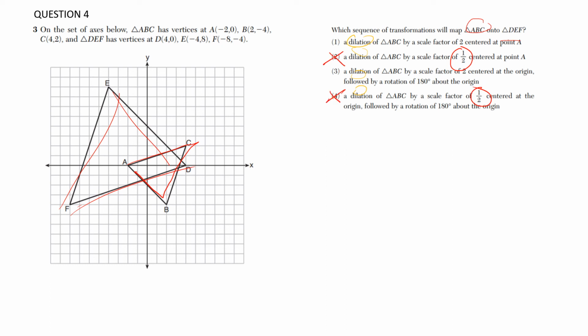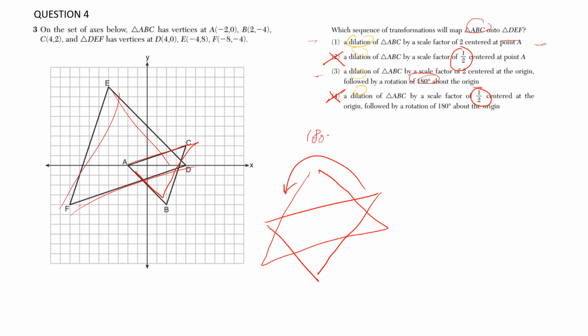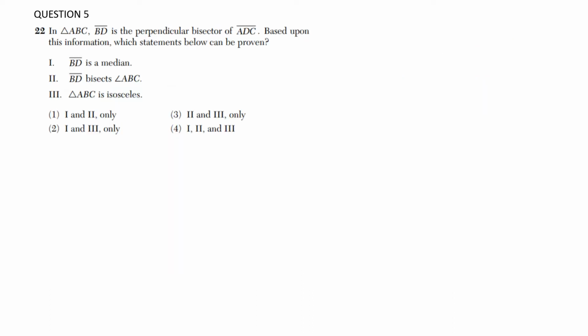Finally, the thing that distinguishes these two is that this one has a rotation of 180 and this one doesn't. If you scale ABC by 2, it will simply look like this, bigger, right? And you can very easily tell that that's not pointing in the same direction as DEF. It needs to be flipped 180 to look more like this, right? So that's 180 degrees. And just from that reasoning, we don't even have to do the math. We know it is choice 3.